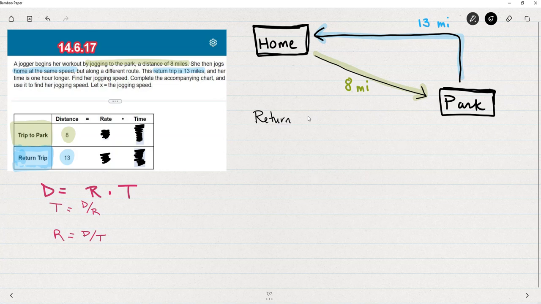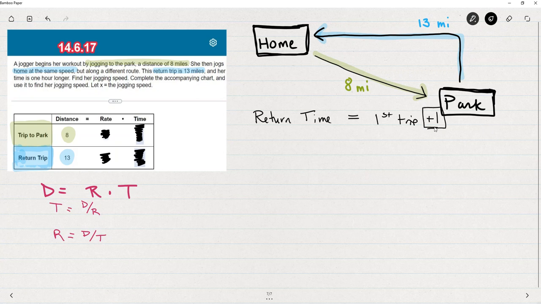The return time is going to be the first trip, the trip to the park, plus 1 hour, right? The return time, we're going farther. We're going 13 miles at the same speed. So, of course, it'll be a longer time. But how much longer? The return time is going to be 1 hour longer.